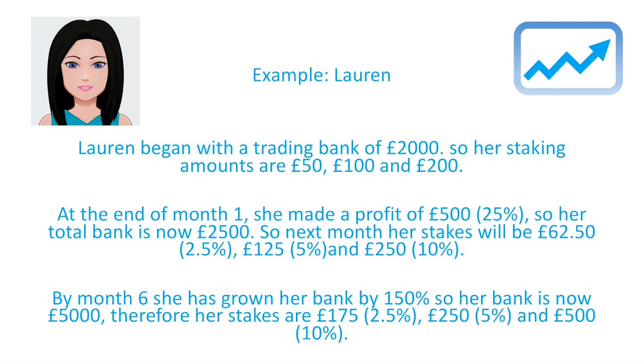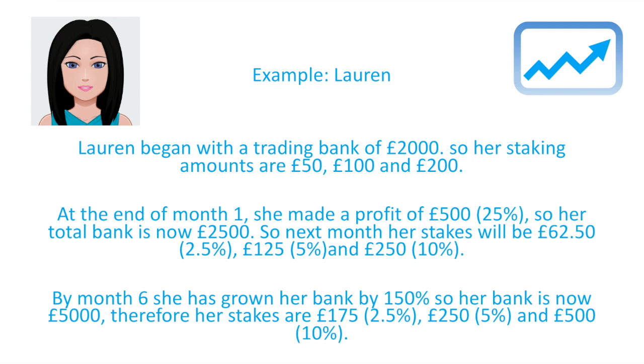At the end of month one, Lauren made a profit of £500, and again this is 25% profit. So her total bank is now worth £2,500. So in month two, her stakes will be £62.50 for the 2.5% stakes, £125 for the 5% stakes, and £250 for the 10% stakes. That's literally all a 25% increase on last month.